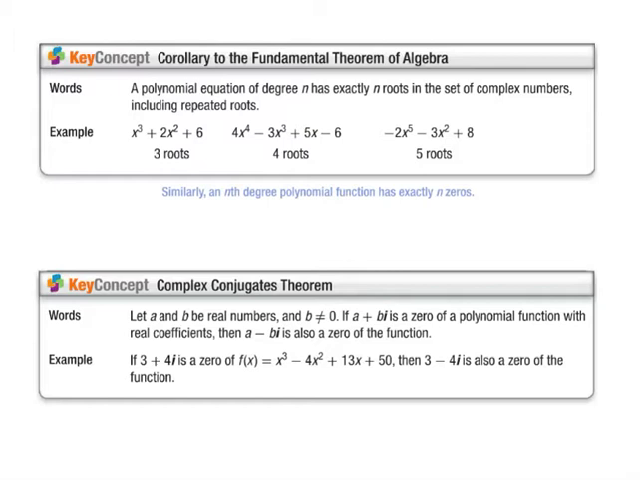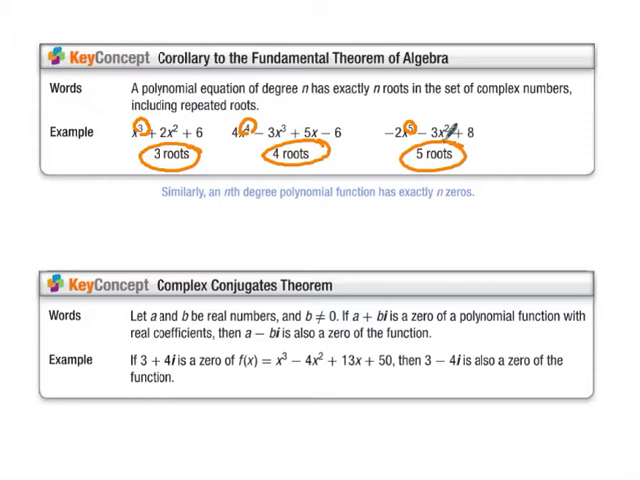It says a polynomial equation of degree n has exactly n roots in the set of complex numbers, including repeated roots. So basically what they're saying is if this is x cubed, you're going to have 3 roots. Okay, if x to the 4th is your highest power, you're going to have 4, and if x to the 5th is your highest power, you're going to have 5. So if you remember that first example, it was x squared, and we just had 1 root, but it was repeated. We called that a double root. Okay, and so that's what they're saying.